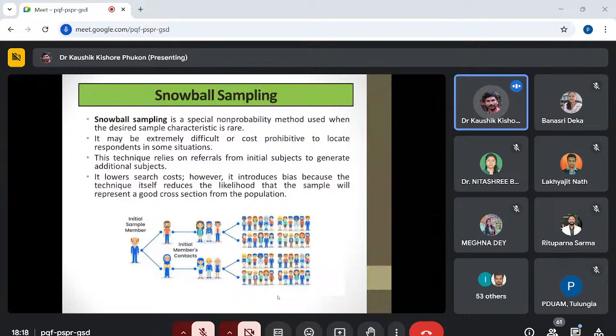So how to start? Can you select a random sample? Suppose a city contains 10,000 individuals and you have selected a random sample. Will the study be effective? Definitely no. So what do you have to do? You have to search for a person with such ailments.